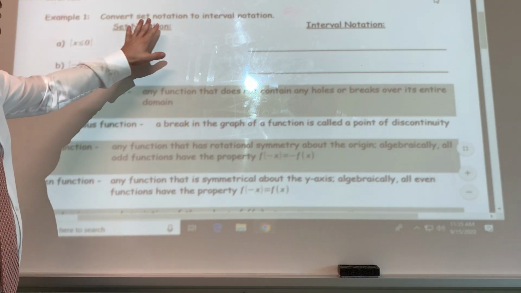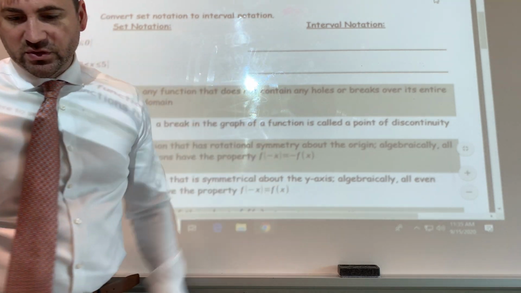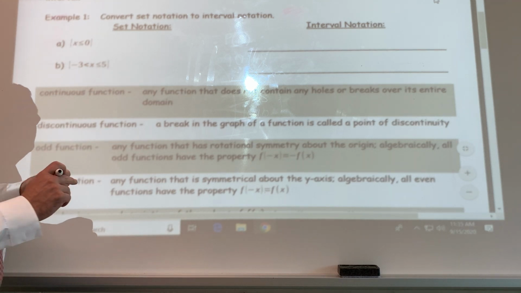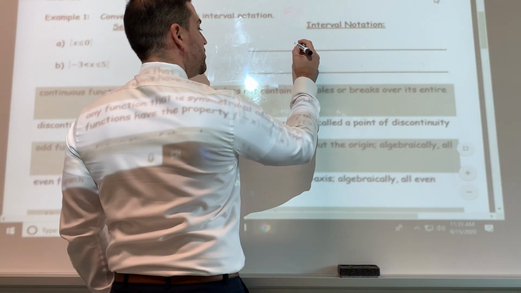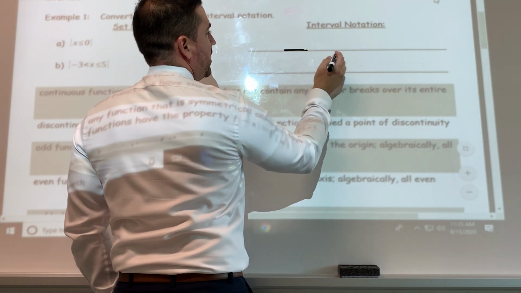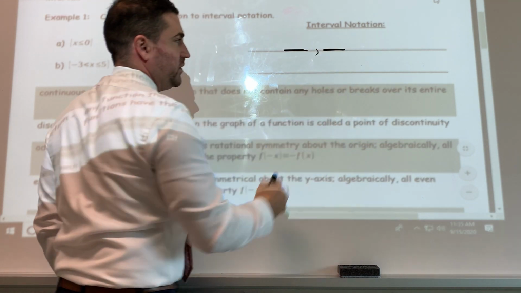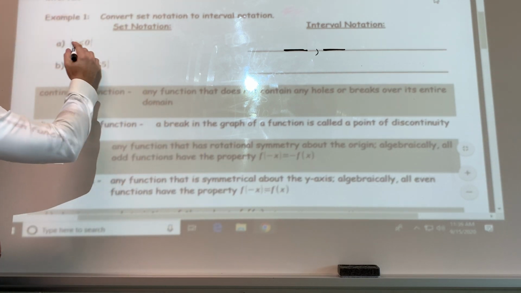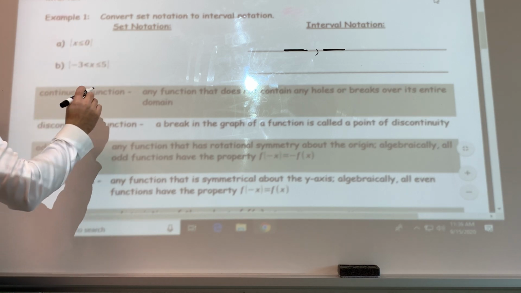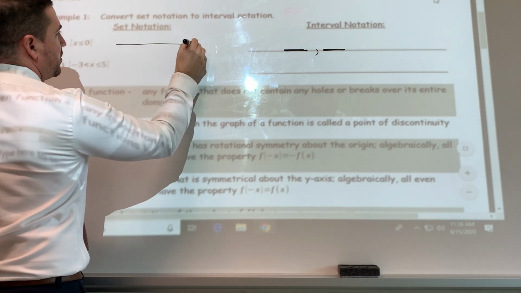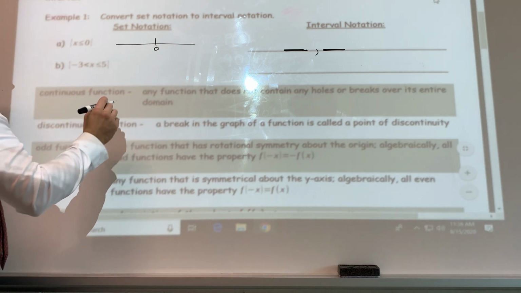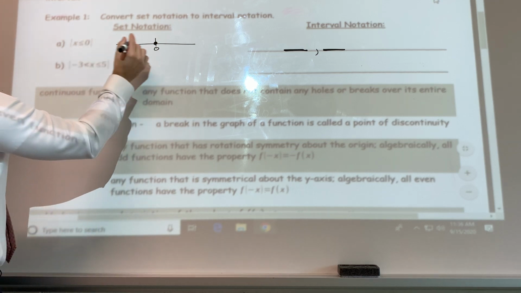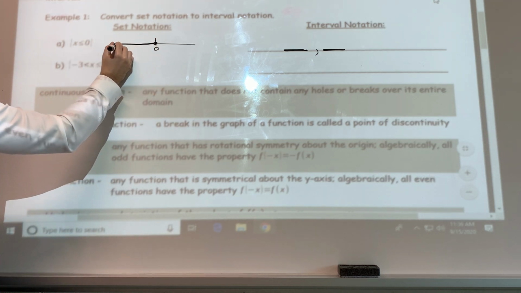Example one, convert each set notation to interval notation. There are two parts to interval notation: we want to list the lowest value, and then we want to list the highest value. The first example is x is less than or equal to 0. I'm just going to put it on a number line here. If it's less than or equal to, it's a closed circle, and it's going everywhere to the left.